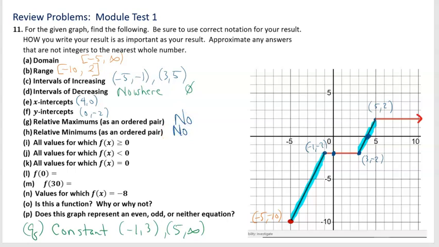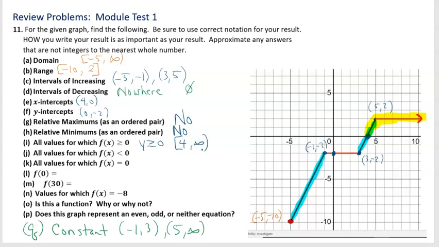Find all values for which f of x is greater than or equal to 0. That means the y is above the x-axis. I'm going to highlight it in yellow over here. That yellow part, which now is green and yellow, is the only part above the x-axis. That means y is greater than or equal to 0. That's another way of saying that, and that only happens from 4 with a bracket to infinity.